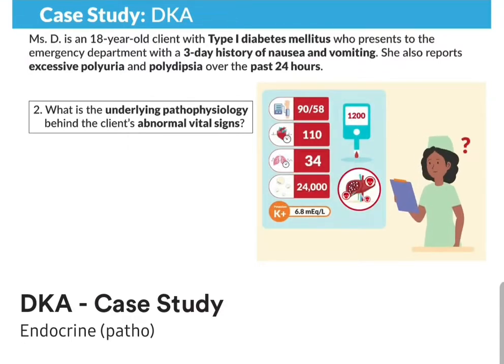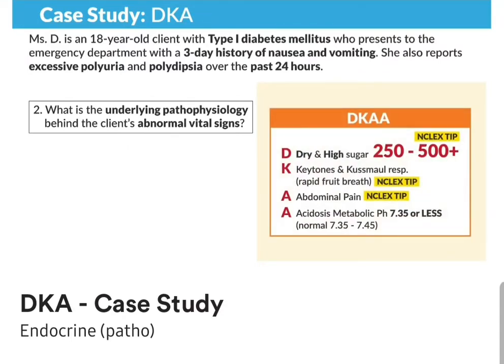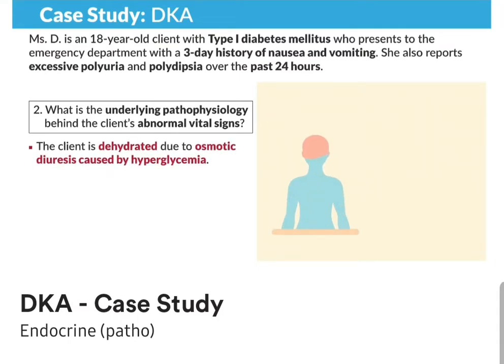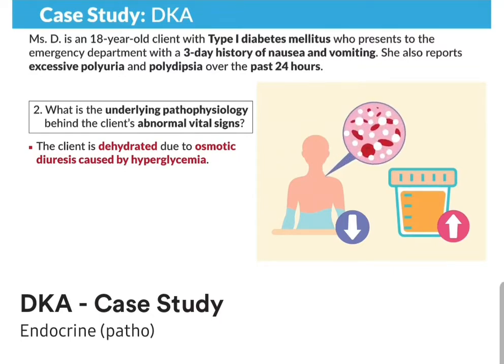All right, let's break this question down. So before answering the question, always think about the memory trick here. In this case, it's DKA to recall the signs and symptoms. So look at the first D here. It's for dry and high sugar. So the correct answer is the client is dehydrated due to osmotic diuresis caused by hyperglycemia.